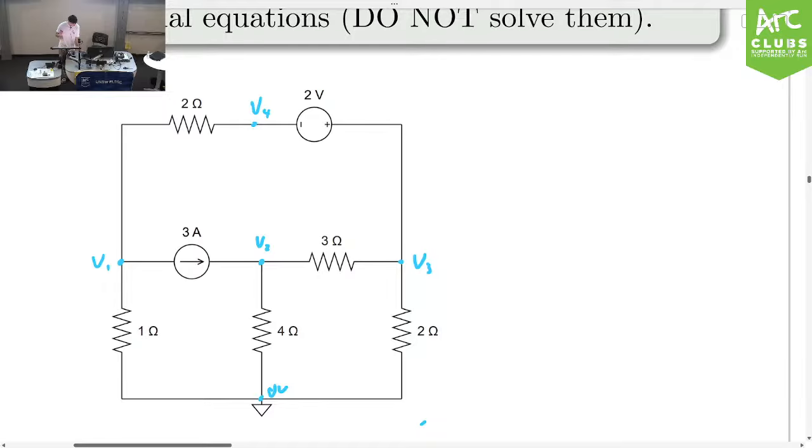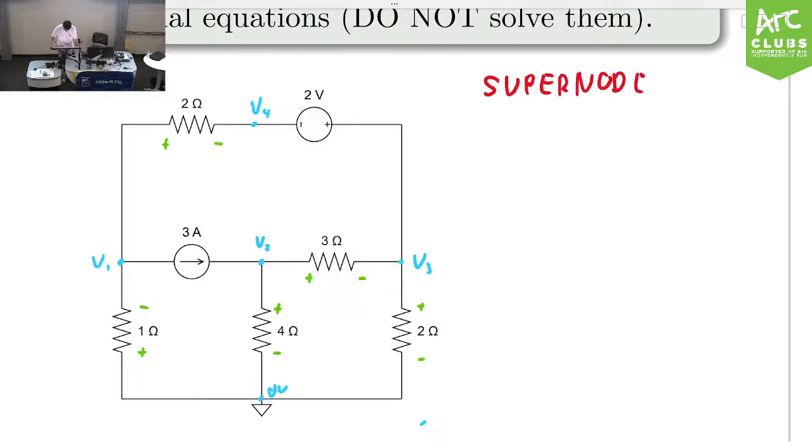Now, before we go further, let's also label the polarities of our resistors. It doesn't matter which way you do them, the math will work out. So I'll just do this. Then let's do our supernode constraint equation. So we're given that the difference between V4 and V3 is 2 volts.